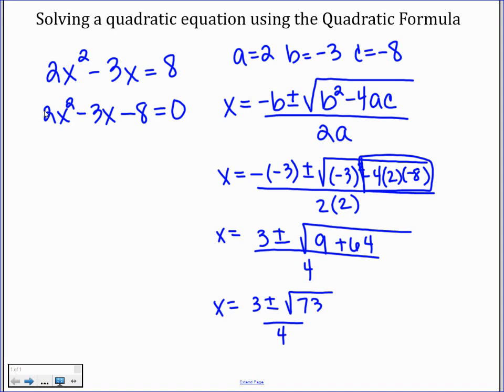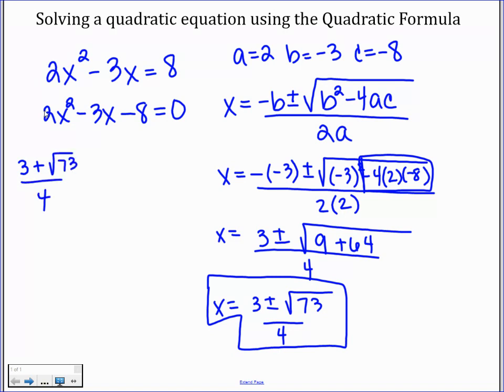Now, if this question asks for an exact answer, this would be perfect, because this answer would be in radical form. But let's go ahead and find a better approximation, and let's find what the square root of 73 would be. So we can continue over here, and we know that plus minus means we can split it into two different answers. We have 3 plus the square root of 73 divided by 4, and we have 3 minus the square root of 73 divided by 4.